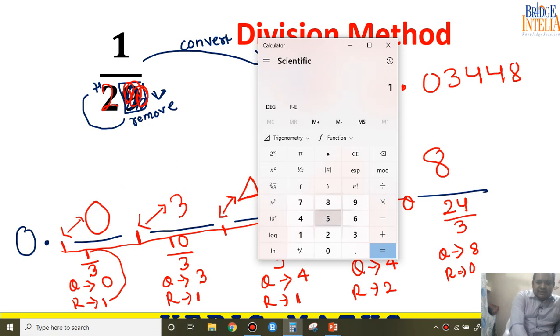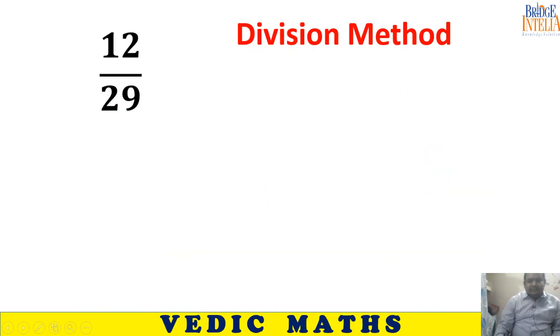So question was 1 divided by 29. So this is equal to 0.03448. So you can see our answer and the answer given by calculator matches exactly. Let us take one more example.